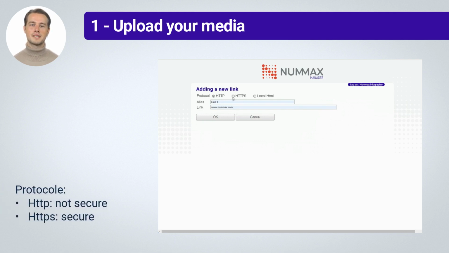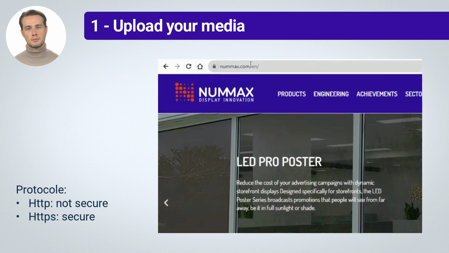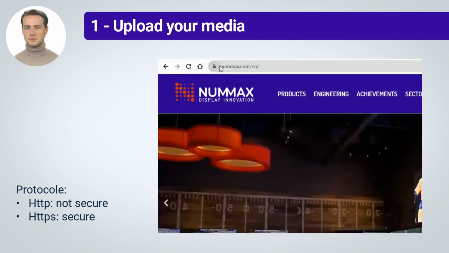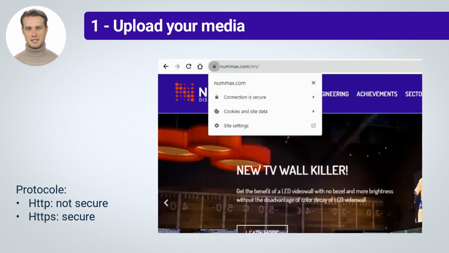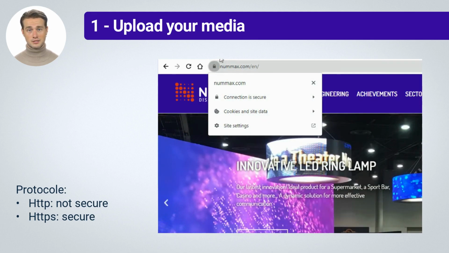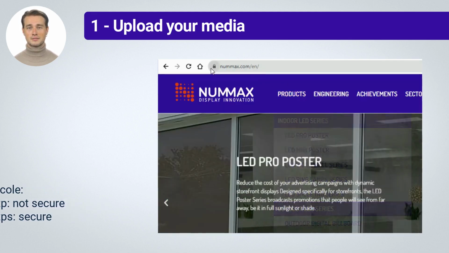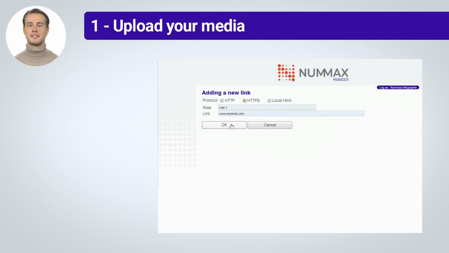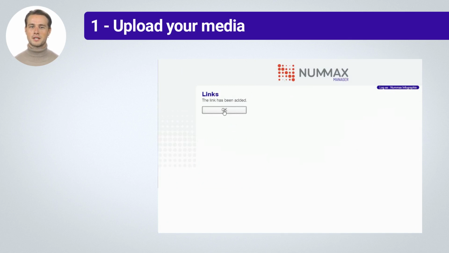The HTTP and HTTPS protocols depend on the security of the site. To find out the protocol of your web link, display this address in a browser and see if a closed padlock appears to the left of the URL. If the site is secured by a closed padlock, then the protocol is HTTPS. Finally, save your link by clicking OK, then OK again.